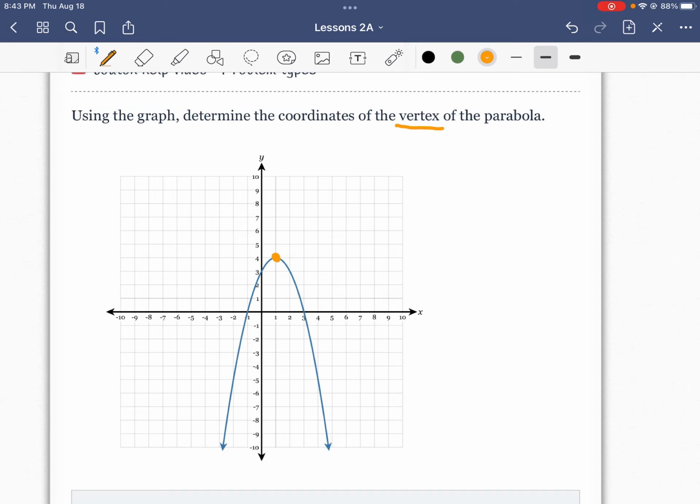Remember that it's very important to know that this is talking about a point, okay? So you're going to say that this is one point, because it's only one of them. And remember that usually we denote a point using parentheses and a comma. Also, with a point, we say that our first number is going to be our x value, and our second number is going to be our y value.